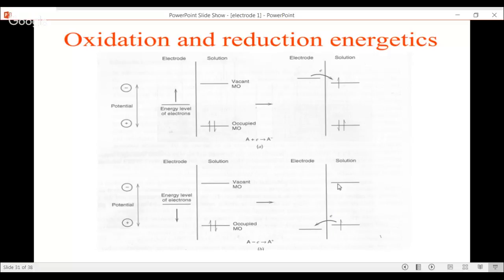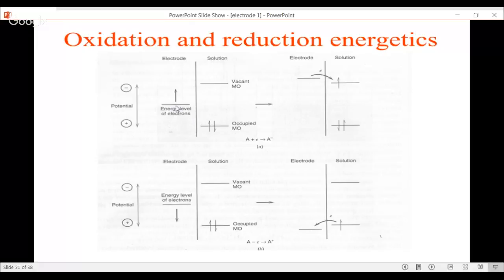Now, what is shown here, I hope you understand this. These are all atomic orbitals or molecular orbitals of the molecule. But what we are talking about is the electrode, which is not a molecule. It is a continuous system. That is why we are showing it as a single line.